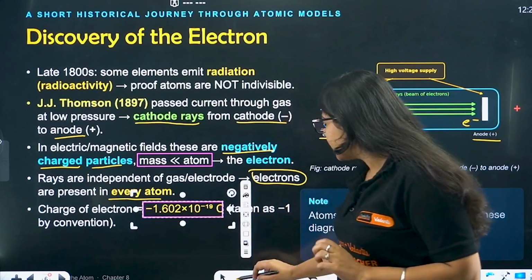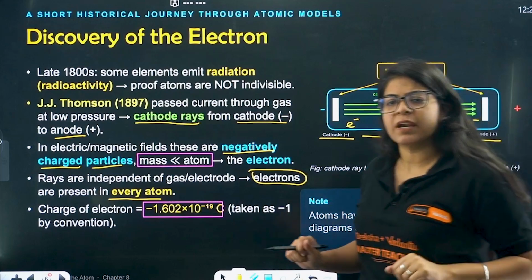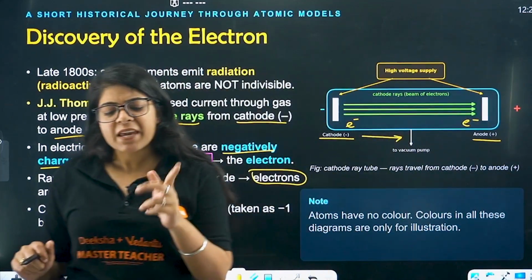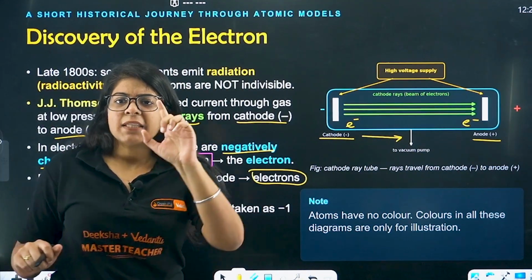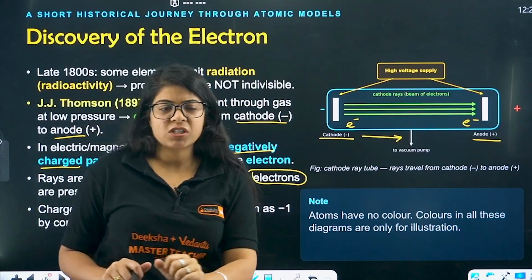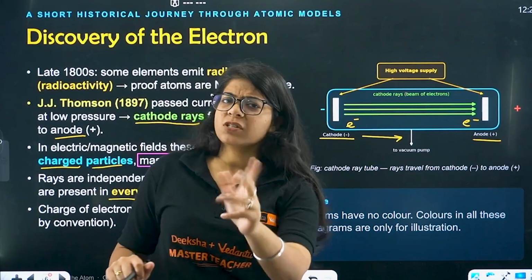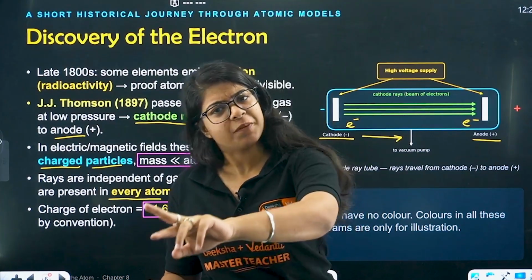Now this is the basic idea J.J. Thomson gave. But then everybody asked, if atom is there, and in atom we have electrons, but electrons are negatively charged, then the atom should be negatively charged.